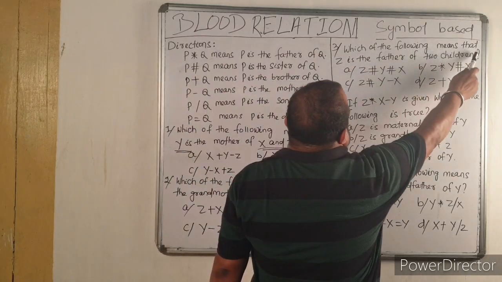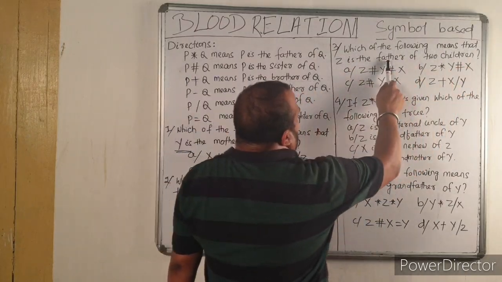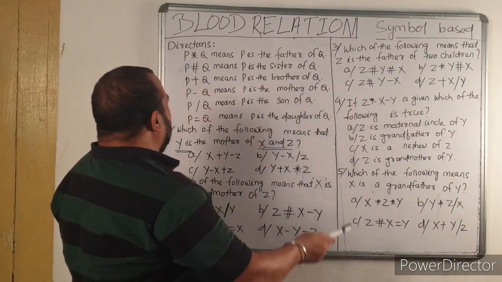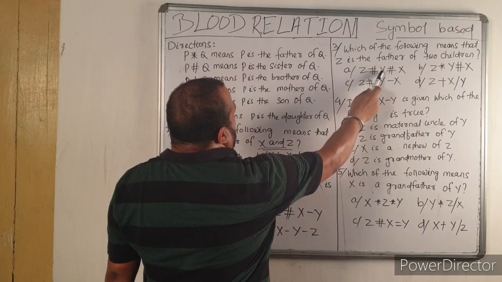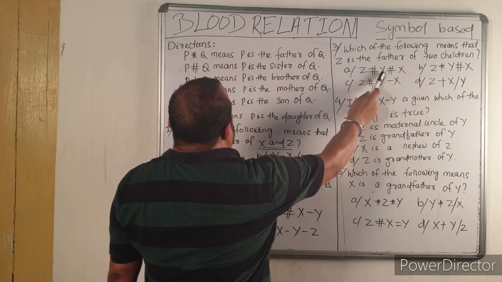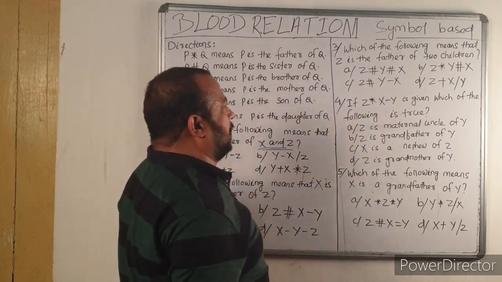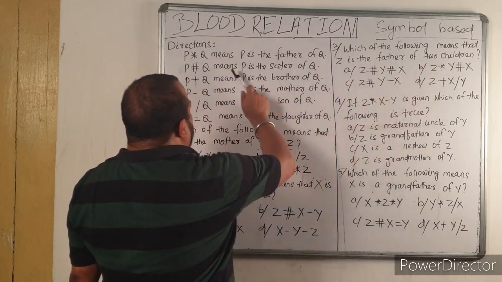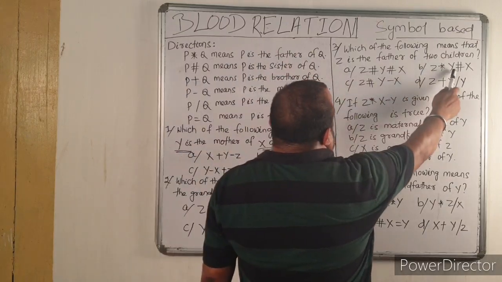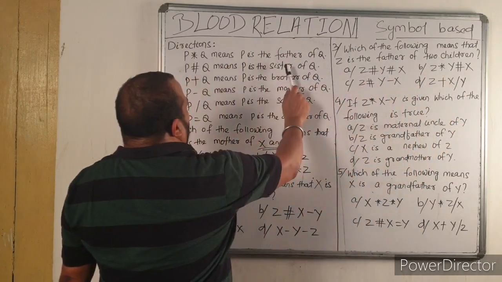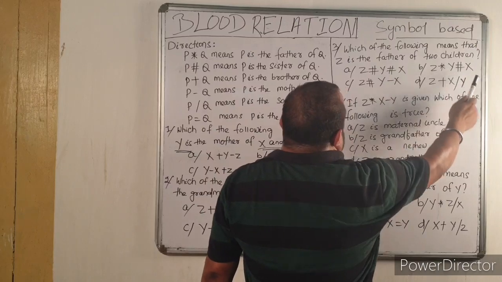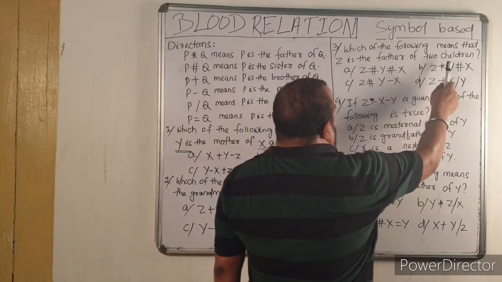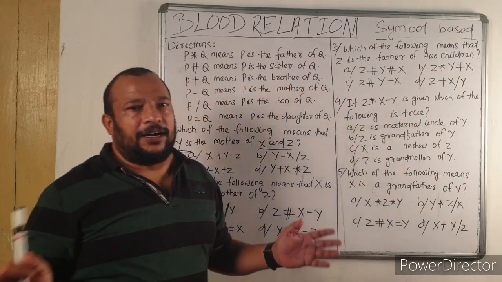Which of the following means Z is the father of two children? Z is the father of two children. Option A, Z is the sister of Y. So this cannot be the answer. Next, option B, Z star means father. Z is the father of Y. Y is the sister of X. So here it is very clear that Z is the father of two children. Option B is the answer.